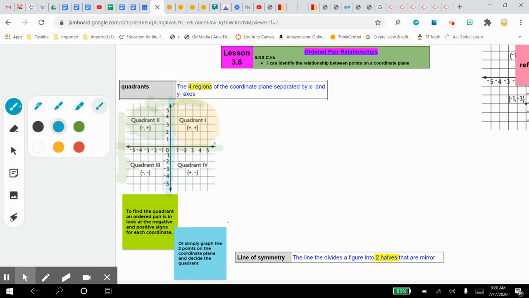Quadrant three is both negatives. Both numbers, the x and the y, have to be negative. And then in quadrant four, you have a positive x, okay, and a negative y.